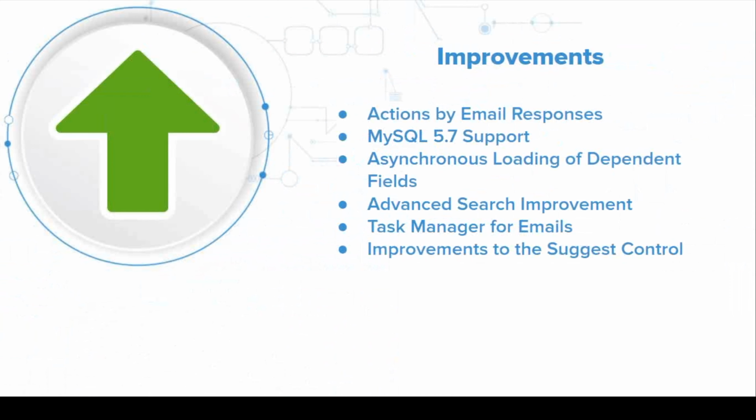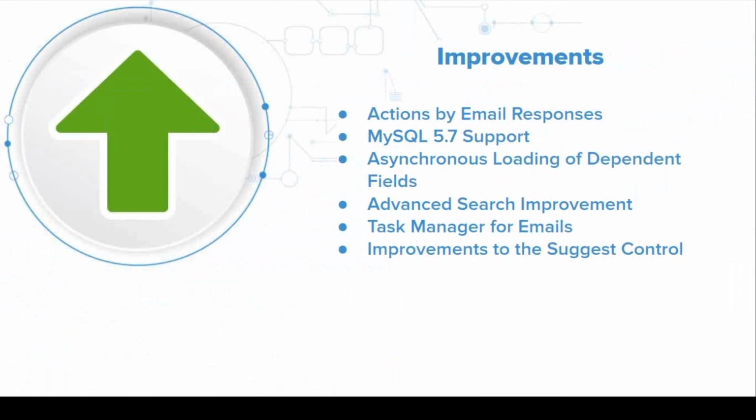Now we have a lot of improvements with this version as well, beginning with the actions by email responses, which allow users to send in responses when they perform an action by email. And then the responses get collected in ProcessMaker through case notes. We also now support MySQL 5.7. We also have asynchronous loading of dependent fields, which greatly improves the performance of Dynaforms that have dependent fields and makes them load a little bit faster.